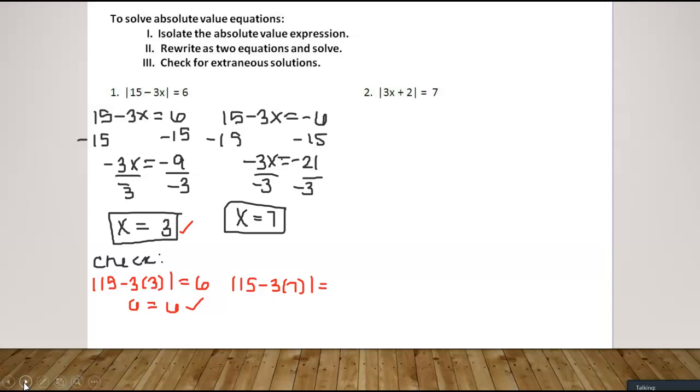We're going to do the same thing with 7. 3 times 7 is 21. 15 minus 21 is negative 6. But you don't take the absolute value yet. They act like grouping symbols, so you don't take it till you simplify the inside. So the absolute value of negative 6 is 6. So 7 also checks.